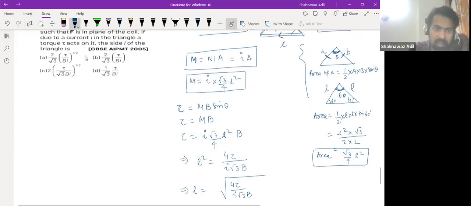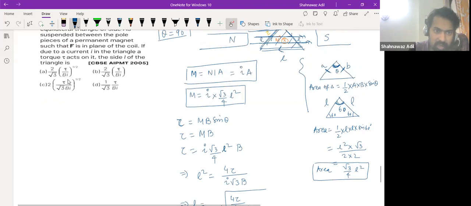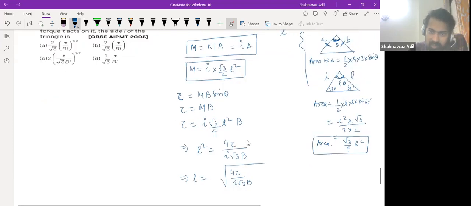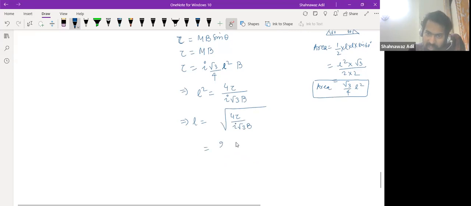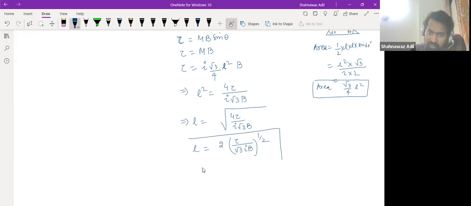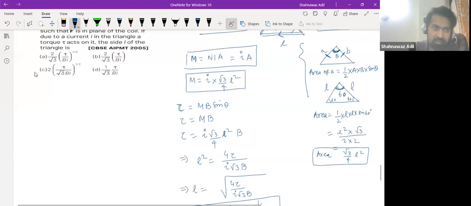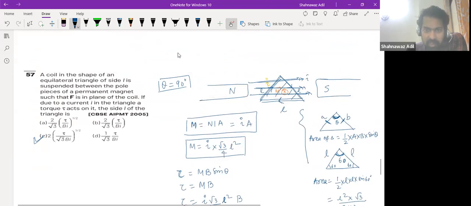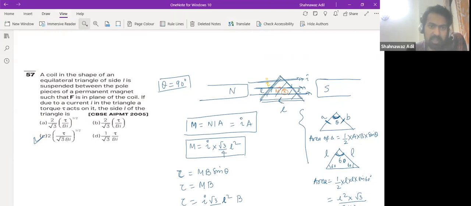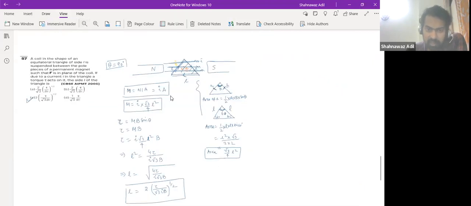So what are the options that we have? The 2 we can take outside, so 2 is outside, and tau root 3 I B is under the root. So this is the length of the side. What is the correct option? Is this clear, guys? If yes, please write it down. Please note this down and then we do the next question.